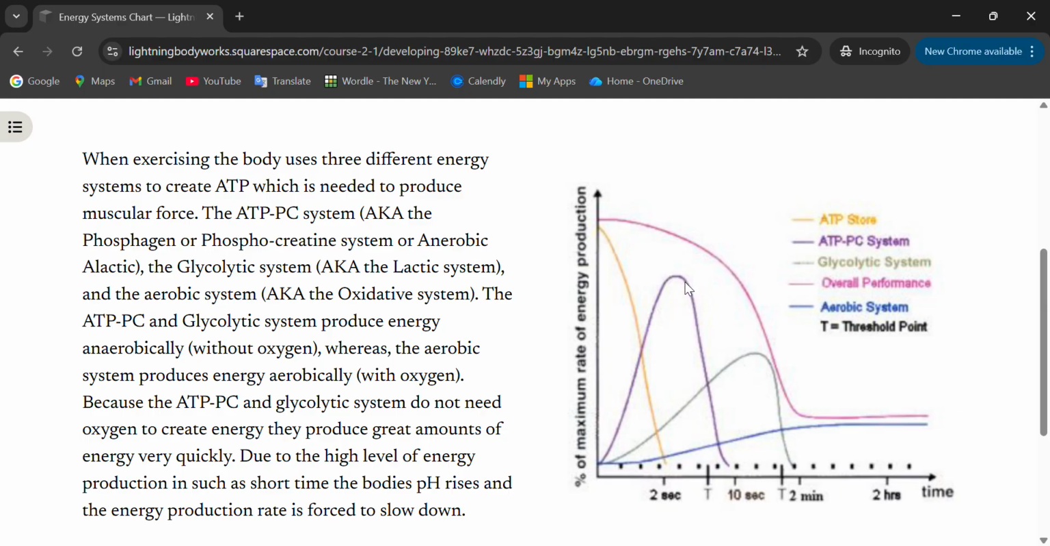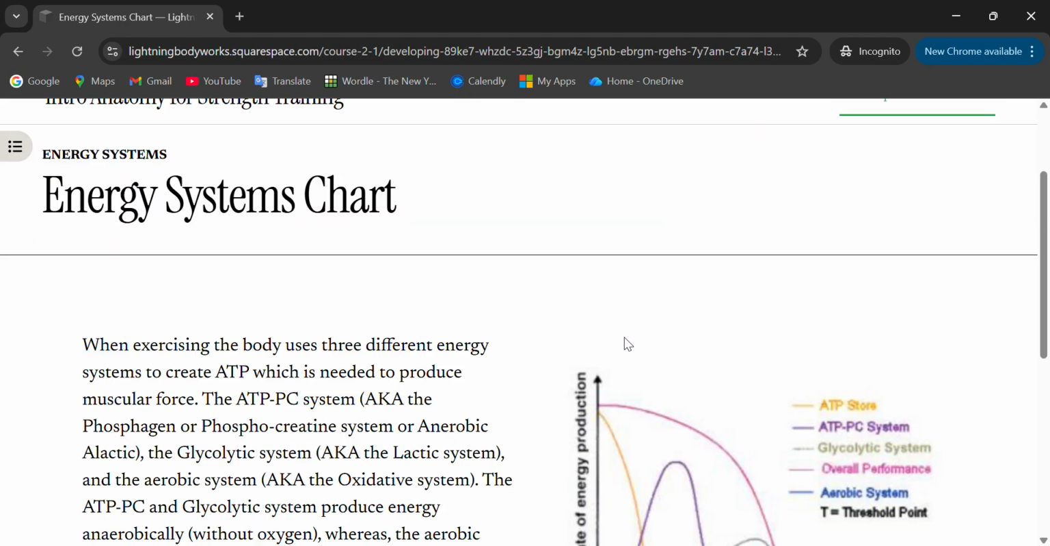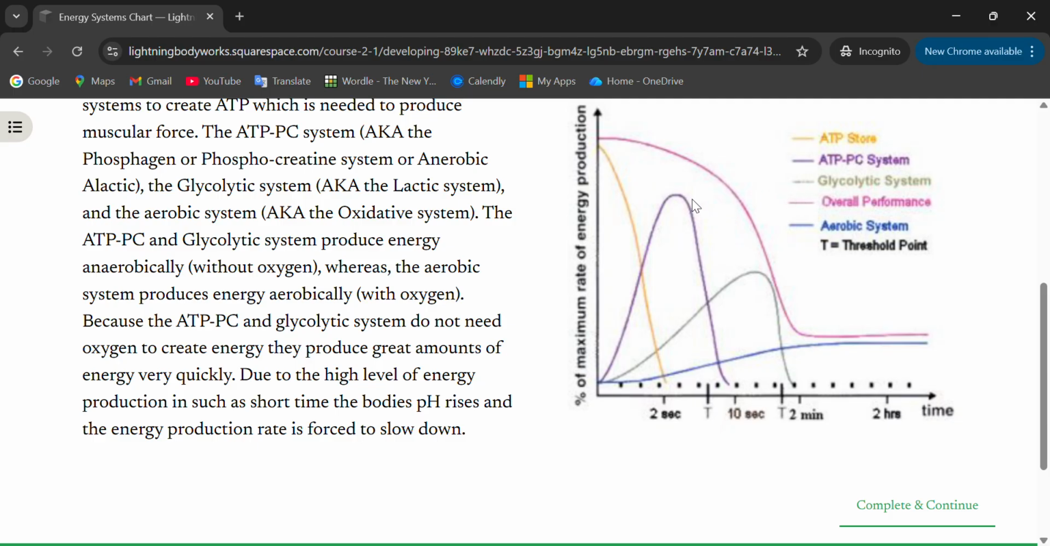So this is your quick burst of energy, your type 2B. Glycolytic, kind of your type 2A, can last up to 2 minutes. Maybe a little bit higher if you're trained, less if you're not trained. Aerobic is your slow twitch. As we can see, after that 2-minute mark, your overall performance drops quite a bit, which is why you'll need to rest and recover.